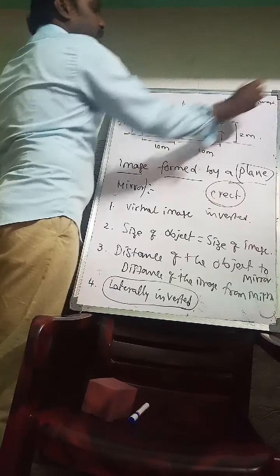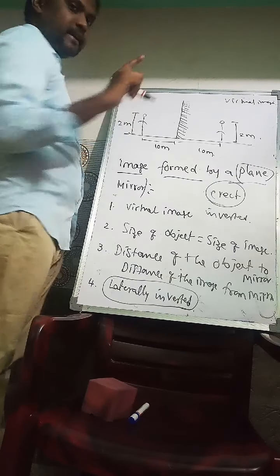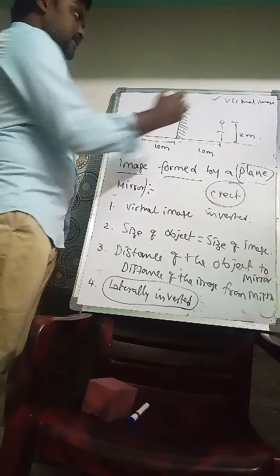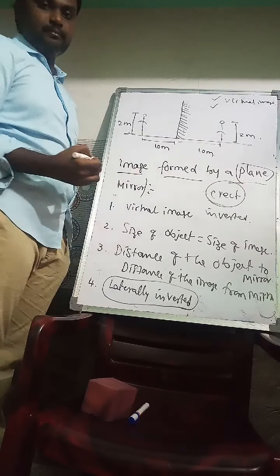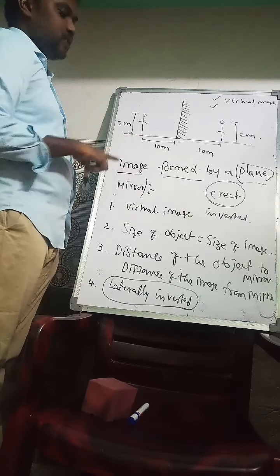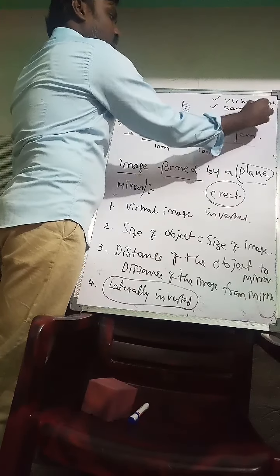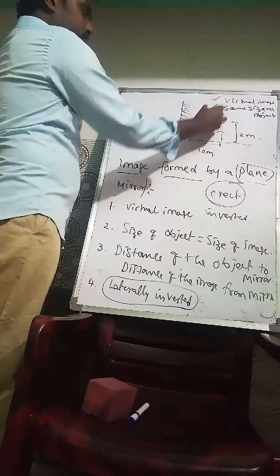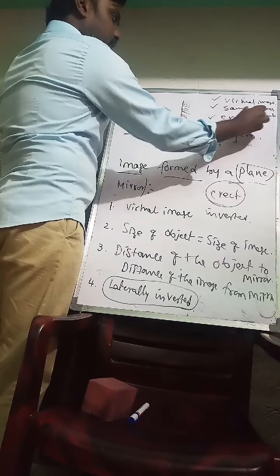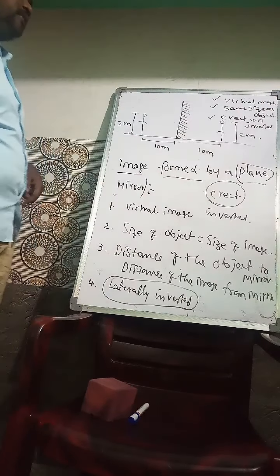So in future also, when we are describing an image, there will be three things. The first thing you have to say is whether it is a real image or a virtual image. The second thing is the size of the image: smaller, larger, or equal to the size of the object. Here it is the same size as the object. And the third one is whether it is erect or inverted. These three qualities are very, very important.